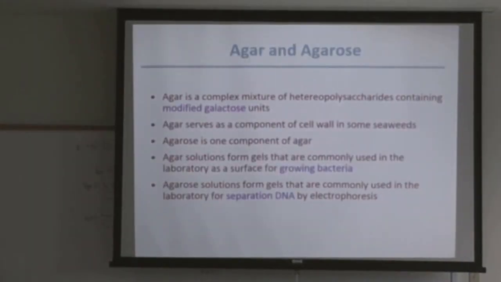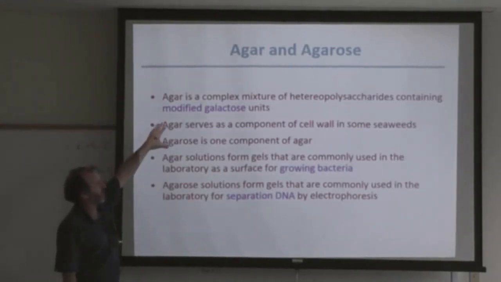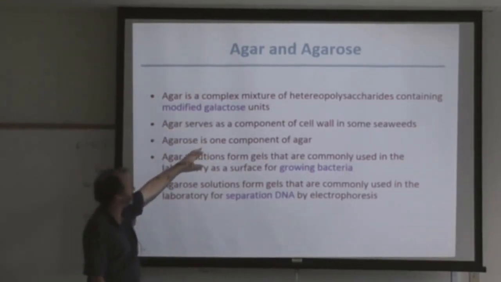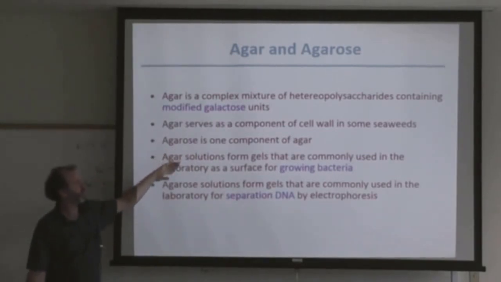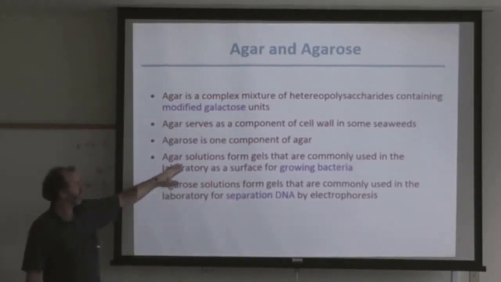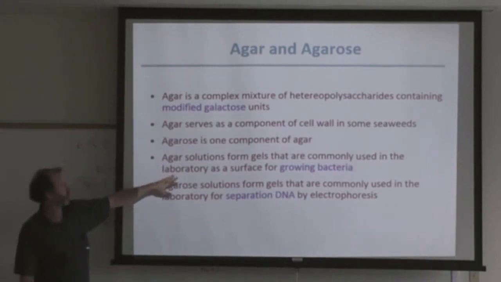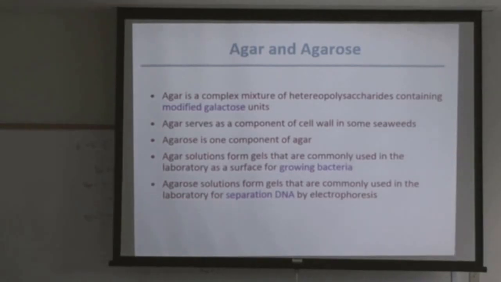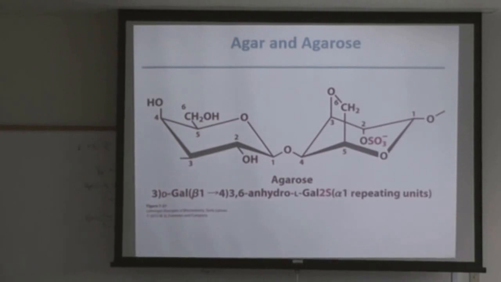So agar and agarose. So we use agar to make our gels, right? Or agarose rather. Agar is a complex mixture of heteropolysaccharides containing modified galactose. Agar serves as cell wall in some algae. And agarose is one component of agar. So we use purified agarose to make our gels and agar to make plates, right? Agar solutions form gels that are commonly used in the laboratory, and agarose is used to separate DNA by electrophoresis. This shows the structure of agarose.